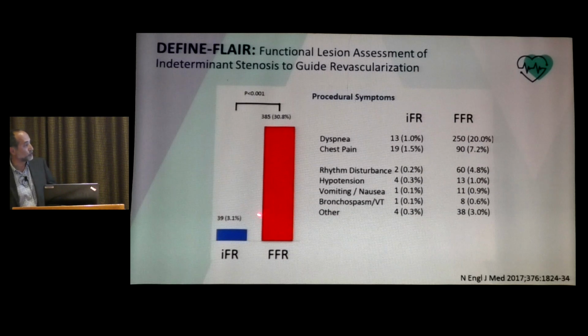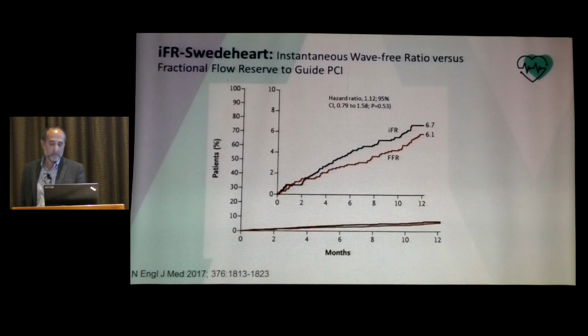But the advantage, as I told you, is that if you look at the symptoms during performing the procedure, they were much less in iFR compared to FFR. More dyspnea, more chest pains, more rhythm disturbances, more hypotension, vomiting and nausea, bronchospasm, and ventricular tachycardia, and other side effects. They were all more with FFR because of the administration of adenosine.